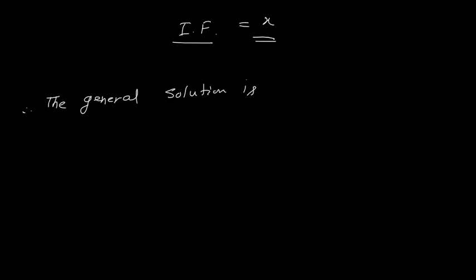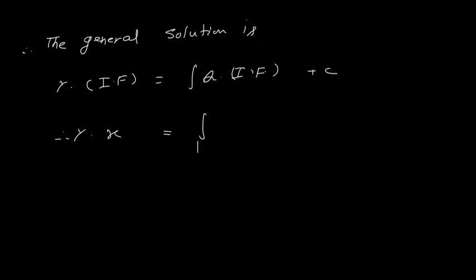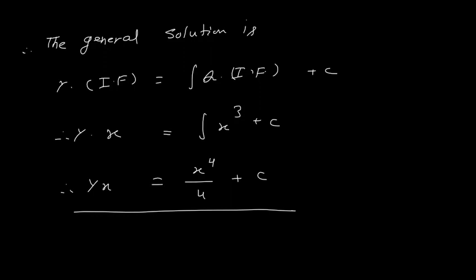The format of the general solution is y into integrating factor is equals to integration of q into integrating factor plus some constant. So therefore y into the integrating factor we got, x, is equals to integration of the value of q, which is x square, so it becomes x square into x is x cube plus some constant c. So yx is equals to x cube, integration of x cube is x power 4 upon 4 plus the constant c. So yx is equals to x power 4 upon 4 plus c is the required general solution.